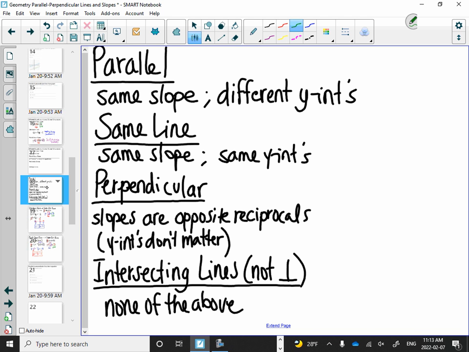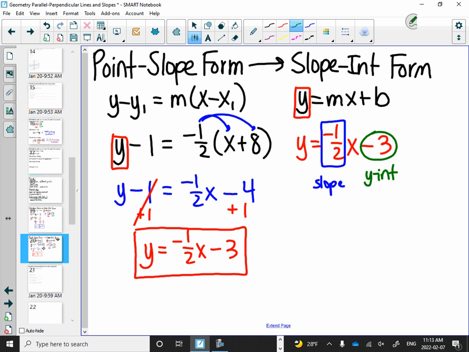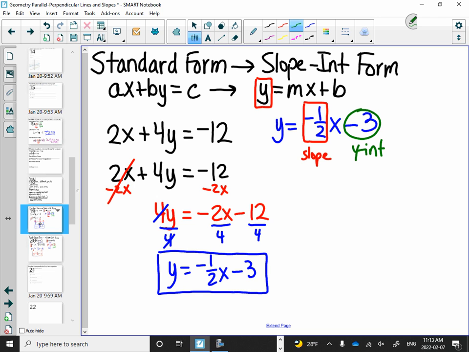Okay, it doesn't look like the same line when we started, but it finished out to being the same line. All right, so if we quickly review, this right here, y equals negative 1/2 x minus 3, is the same as this right here, which is also the same as this right here. There's lots of different ways to write the same line.